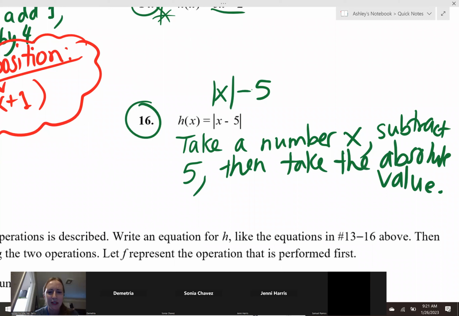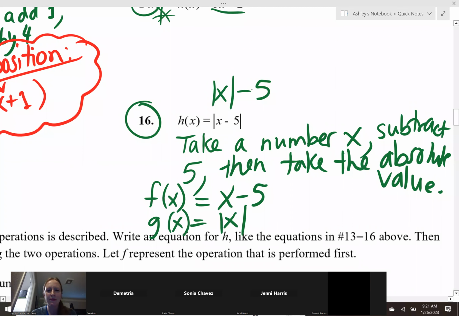So it sounds like they want not only the verbal description like we did there, but also the function description. F of x, they said, let that be the first operation that's happening. And we said that's where I'm just subtracting 5. And then g is the outer operation. I just put absolute value of x. So in f and g, there should only be one operation happening, and that's it.